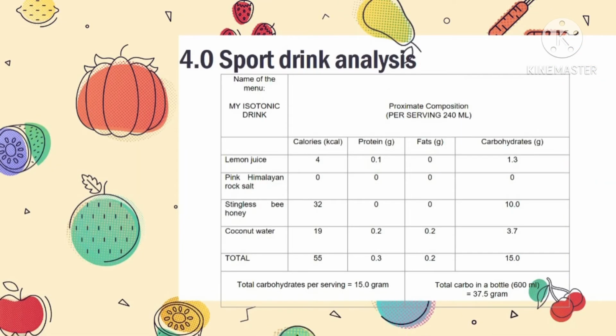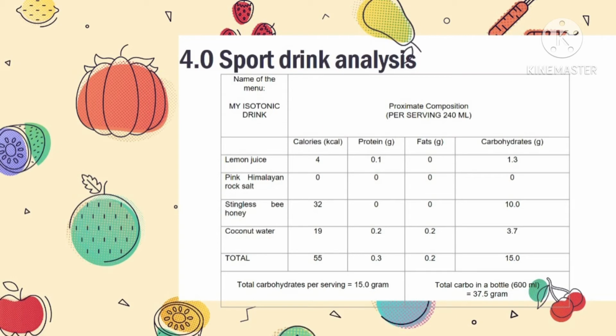Next I continue with the sport drink analysis. Our sport drink is named My Isotonic drink. For 240 ml, in the nutrition analysis you can see that the lemon juice contains around 4 kilocalories, 0.1 gram of protein, 0 fats, and 1.3 grams of carbohydrates. Secondly, pink Himalayan rock salt: 0 calories, 0 protein, 0 fats, and 0 carbohydrates.